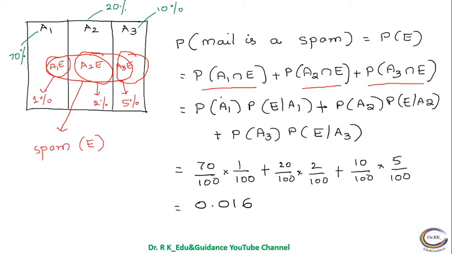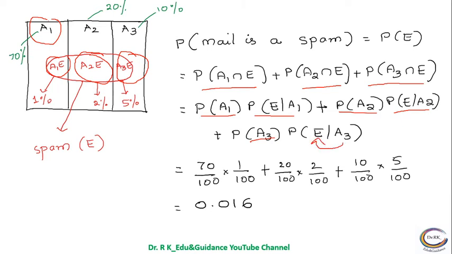From the multiplication rule of probability, P of A1 intersection E can be written in two ways: P of A given B into P of B, or P of B given A into P of A. Which one do we use here? It depends on what happened first. A1 happened first, followed by E. So here it is P of A1 into P of E given A1. Similarly, P of A2 into P of E given A2, and P of A3 into P of E given A3.